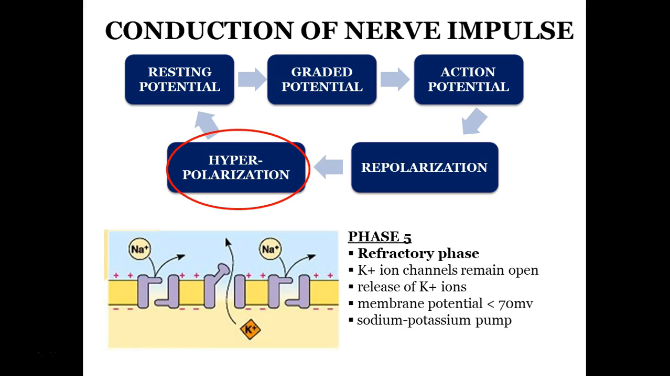The minus is missing in the slide. Please correct it. It is minus 70 mV. And in this phase, the membrane potential goes even beyond that. It goes to minus 80, minus 85 or something like that. Okay, so this is the phase of hyperpolarization.